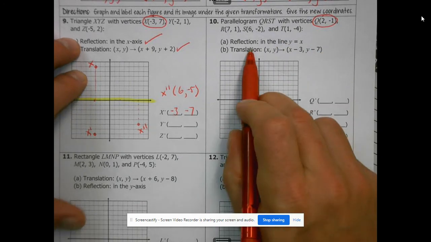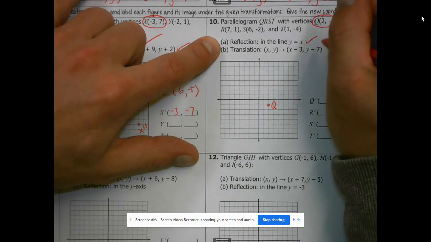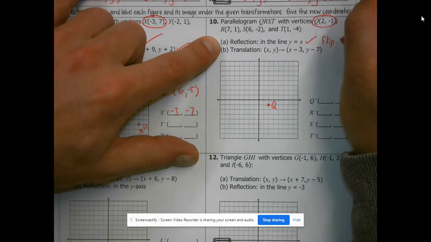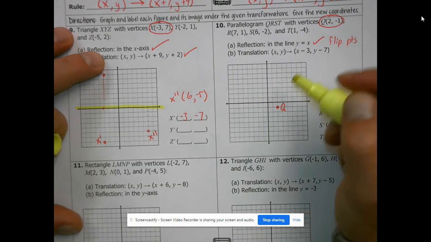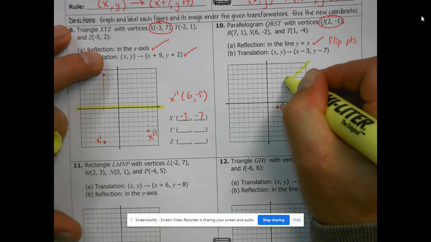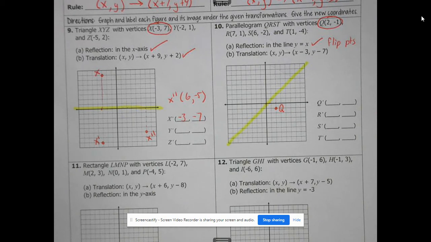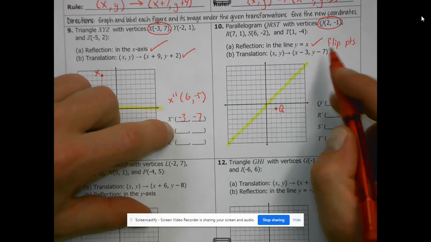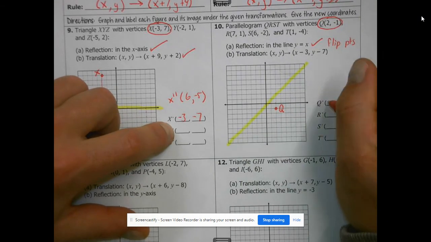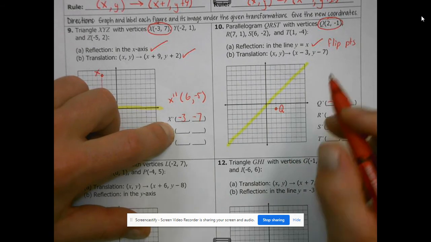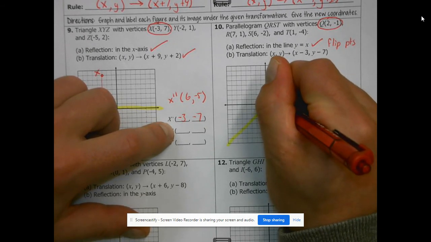All right, the first transformation is, hey, do a reflection in the line y equals x. Remember, this is the one where we just have to flip the points. And recall from last lesson, y equals x is a line that goes up to the right. And there's a highlighted line for you guys. All right, so for this guy, just flip the points. So 2, 1 would become negative 1, 2. And we'll graph it. So I have to, for q prime, go back 1, up 2.